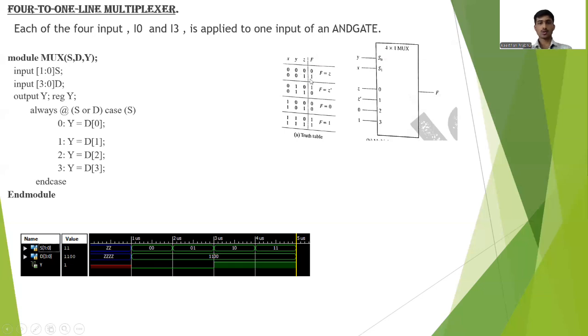As we have divided it into 4 parts, here 0 to 0 and 1 to 1, so we have directly taken f equals z. Here 0 to 1 and 1 to 0, so we have taken f equals z bar, z dash. Here 0 to 0 and 1 to 0, so we have taken f equals 0. In the final one we get 0 to 1 and 1 to 1, so f equals 1. And this is the truth table for the 4 to 1 line multiplexer.